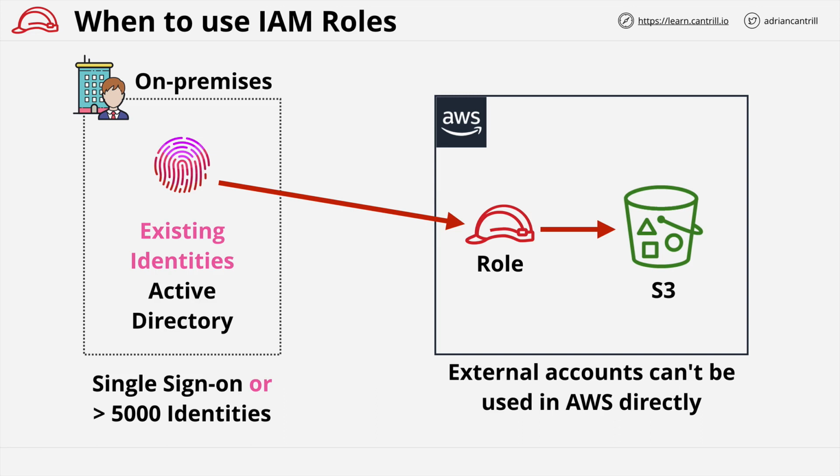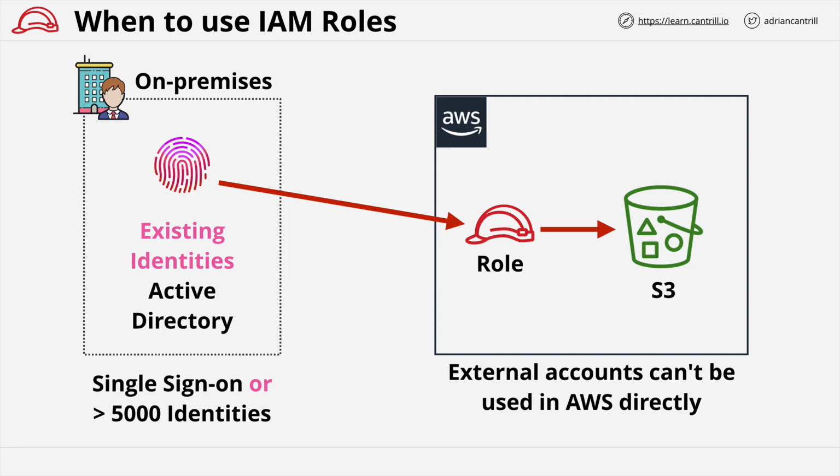Now, why roles are so important when an existing ID provider, such as Active Directory, is involved, is that remember, there is this 5,000 IAM user limit in an account. So if your business has more than 5,000 accounts, then you can't simply create an IAM user for each of those accounts, even if you wanted to. 5,000 is a hard limit. It can't be changed. Even if you could create more than 5,000 IAM users, would you actually want to manage 5,000 extra accounts?